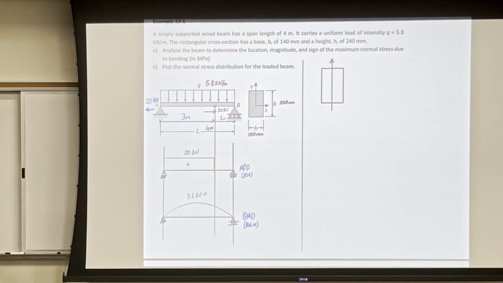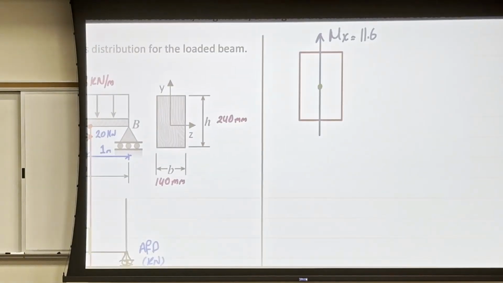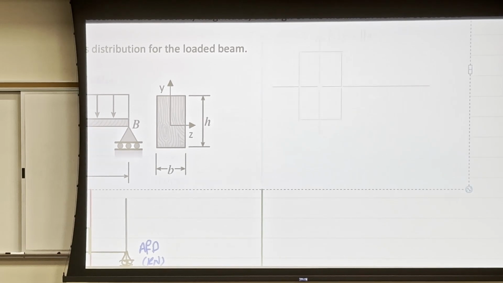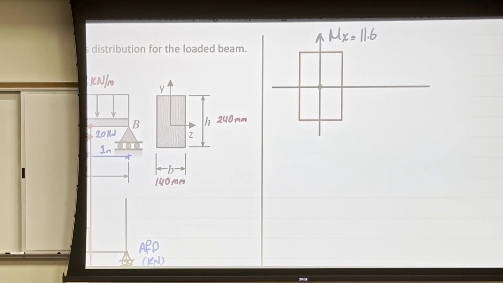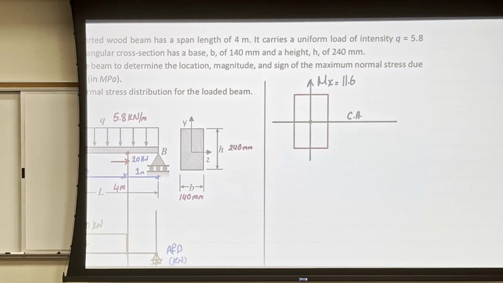So I will say now M of x, or M around x, is equal to 11.6. And then I have an axial normal force, tension, and it's applied in the middle at the centroid. So I want to make a line here which represents the centroid in the middle. So centroid, or center of area. And I will point toward the centroid here, and I will write N is equal to 20 kilonewton.